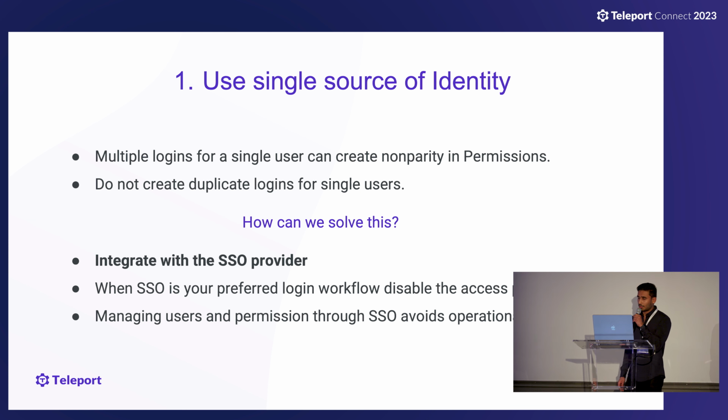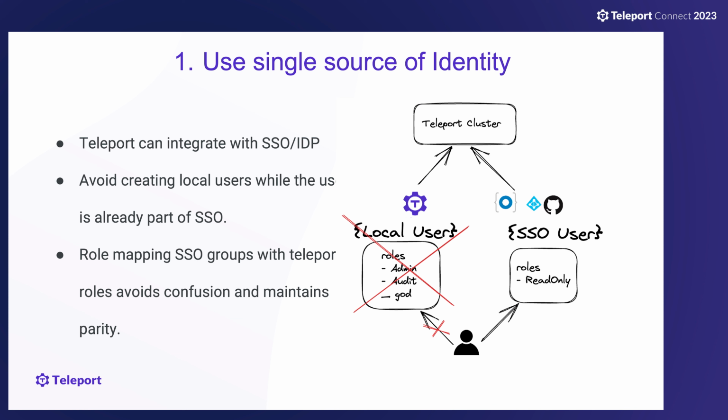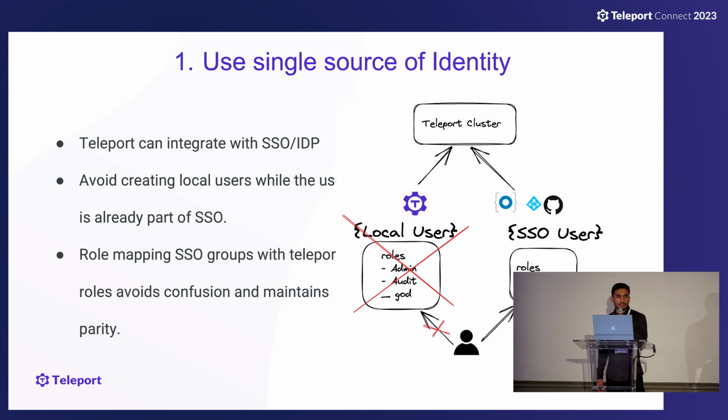SSO has become the source of truth inside every organization, so using a centralized, single source of truth avoids all the identity confusion. Also, managing users and roles is easier with a single source, rather than managing them everywhere across the infrastructure and systems. Teleport can be integrated with various SSO providers like GitHub, Azure AD, Okta, Google Workspace, OneLogin, GitLab, etc. And SSO can be mapped with roles inside Teleport.